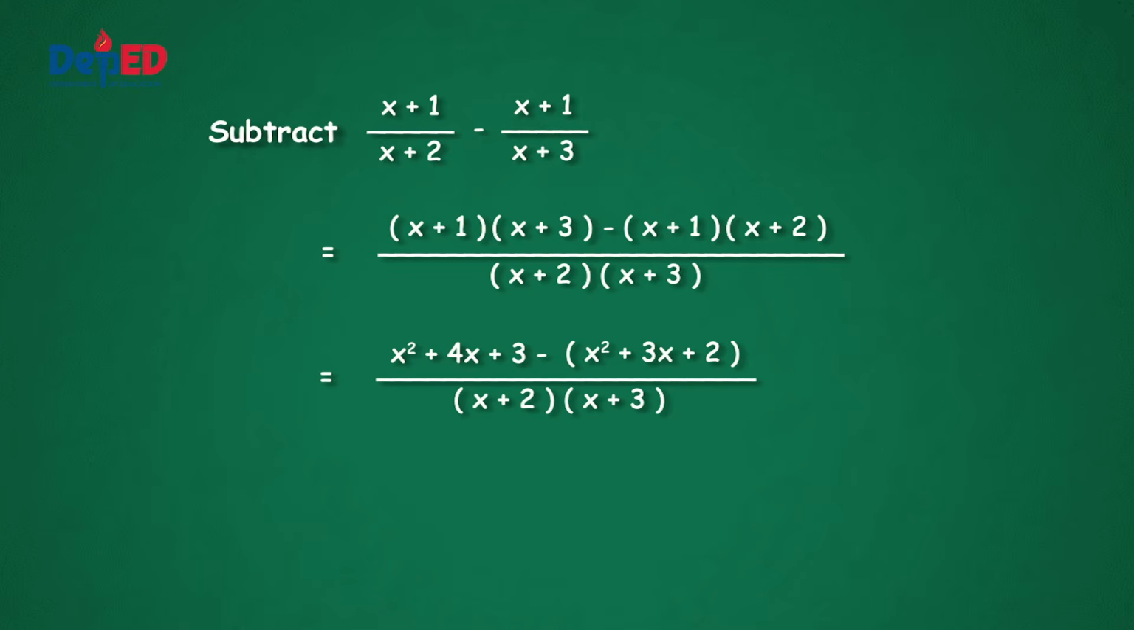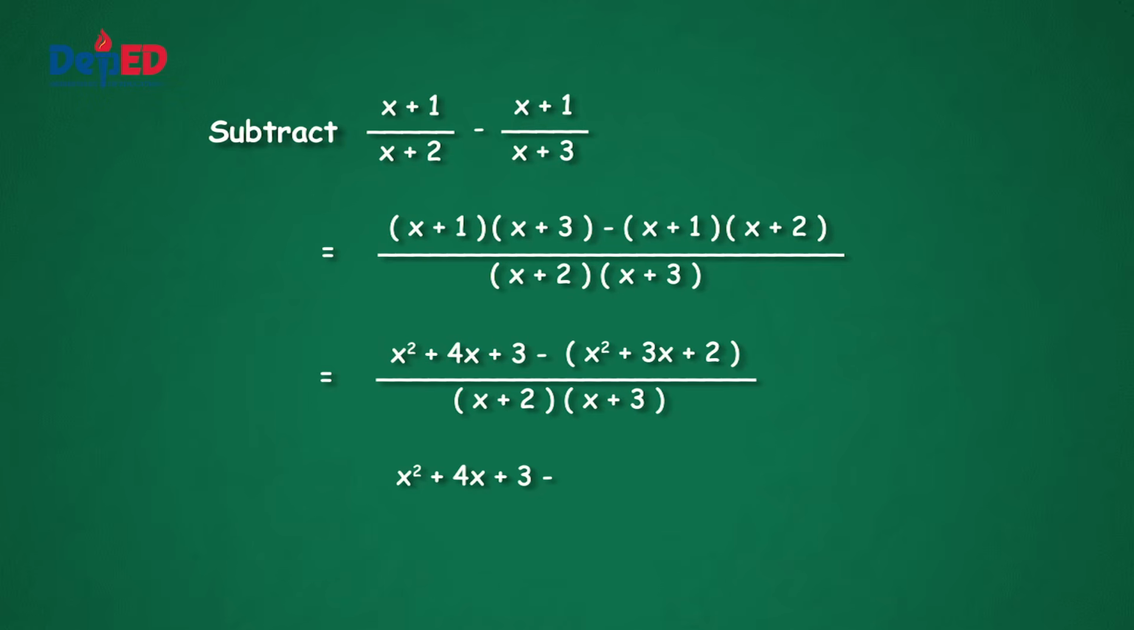The operation is subtraction, so we cannot immediately subtract. We need to multiply each term in the parentheses by -1 first. So we will have x squared plus 4x plus 3 minus x squared minus 3x minus 2 all over the product of x plus 2 and x plus 3.